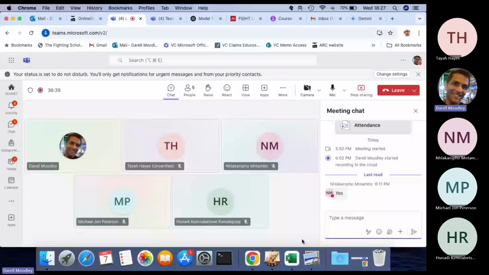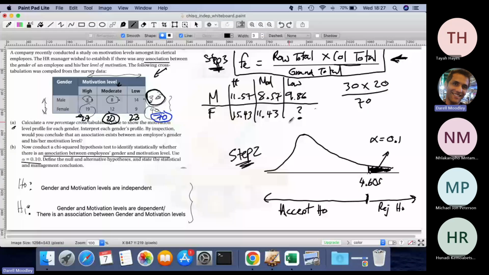I'll go back to it. Can you work it out, please? Just want to make sure that you understand the method that I'm showing you, to use the row total times column total over the grand total. So I'll give you like 30 seconds and I'm going to do it.